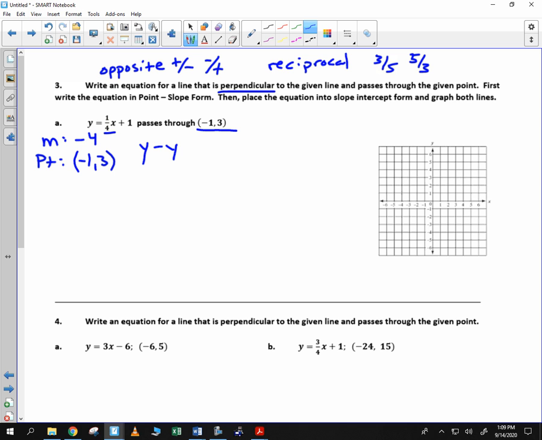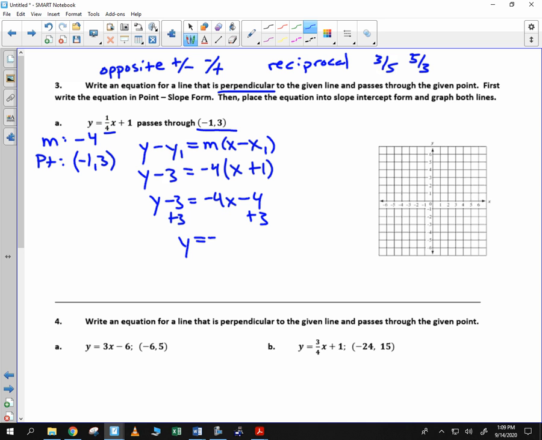Y minus y1 is equal to m times x minus x1. Y minus 3 equals, the slope is -4 times x plus 1. Or y minus 3 equals -4x minus 4. Add our 3 to both sides. Y equals -4x minus 1.